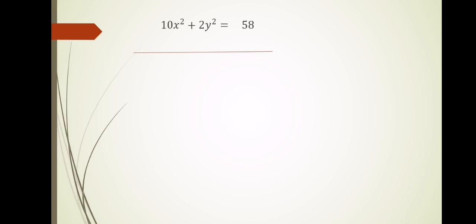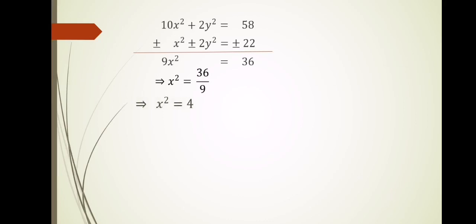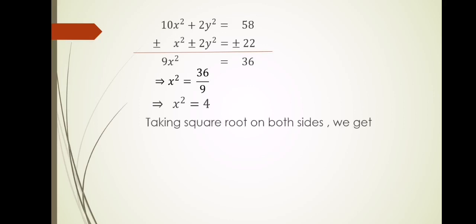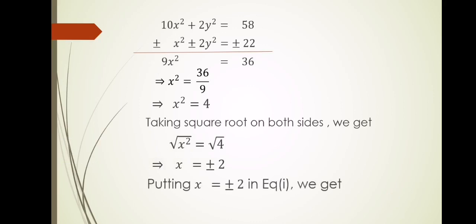we get 10x square plus 2y square is equal to 58, minus x square minus 2y square is equal to minus 22. Subtracting x square from 10x square, we get 9x square. 2y square will be cancelled out with minus 2y square, and 58 minus 22 is equal to 36. Dividing by 9 on both sides, we get x square is equal to 4. Now since we are going to find the values of x and y and not of x square and y square, to eliminate the square we will have to take the square root on both sides. So taking the square root on both sides, we get x is equal to plus minus 2.